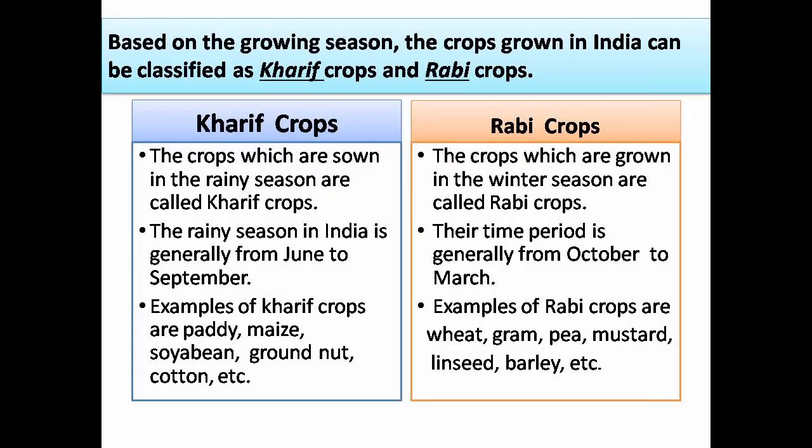Then we learned that based on growing season, the crops in India can be classified as Kharif crops and Rabi crops. Kharif crops are grown in rainy season while Rabi crops are grown in winter season. An example of Kharif crops is paddy and an example of Rabi crop is wheat. Then we learned what are agricultural practices and the sequence of agricultural practices. That is, it starts from preparation of soil, sowing, adding manure and fertilizers, irrigation, protecting from weeds, harvesting and storage.